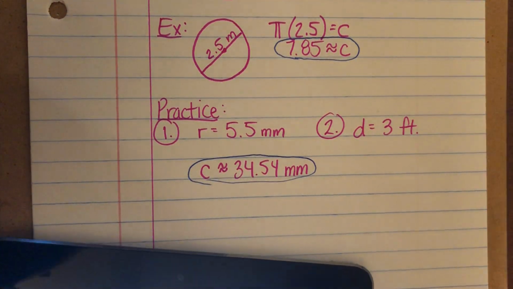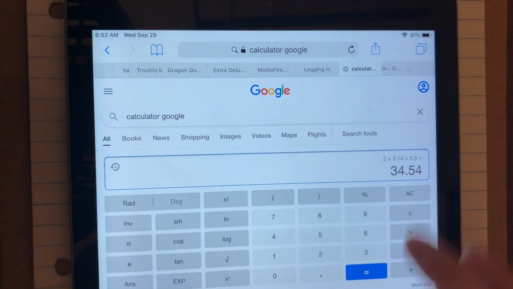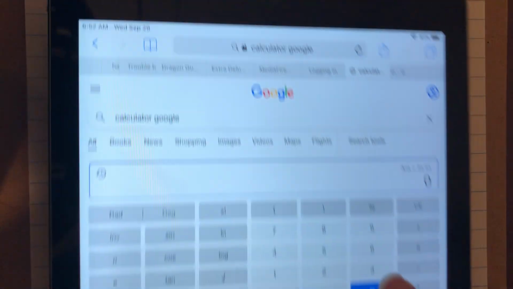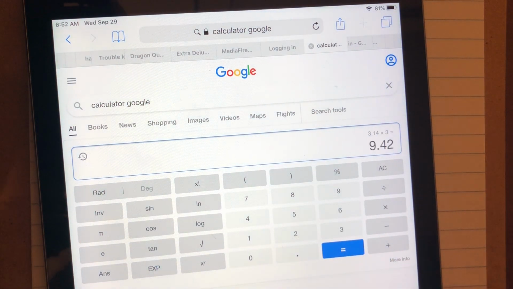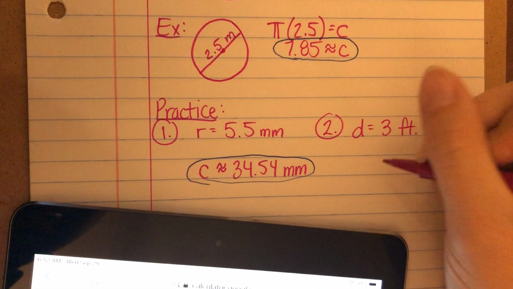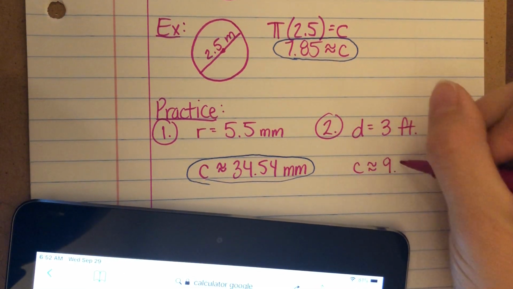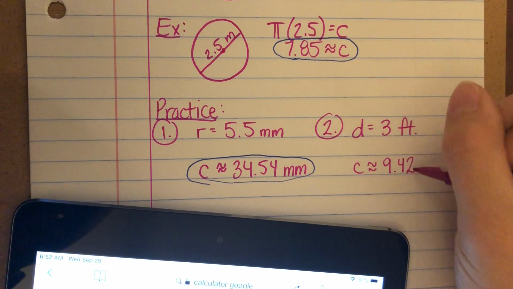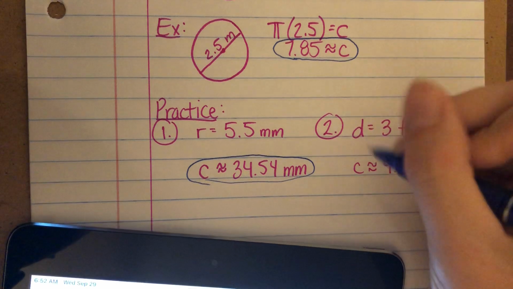Okay. Now let's use the diameter. What was that, 3? Okay, so it's going to be 3.14 times 3. So the circumference is approximately 9.42 feet.